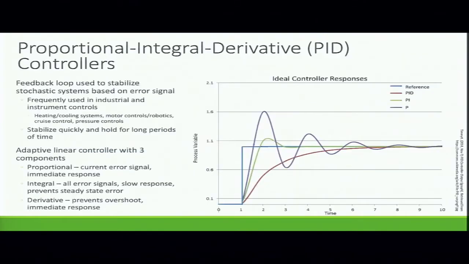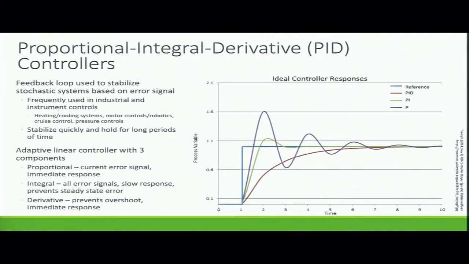A proportional integral derivative, or PID controller, is a feedback loop used to stabilize stochastic systems. They're frequently used in instrument and industrial control and for automated control systems, such as in your heating and cooling systems, your cruise control in your car, motor controls in robotics, or pressure controls. They're favored because they stabilize quickly and hold for long periods of time, and are adaptive linear controllers, so they'll respond to any changes to set point or fluctuations in your system's environment.